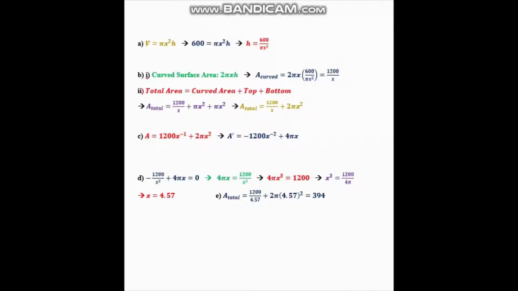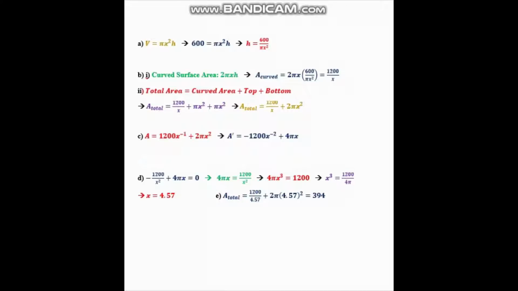So negative 1200 over x squared plus 4 pi x equals 0. I'm just going to take this negative expression to the right hand side and change the sign. So 4 pi x equals 1200 over x squared. I'm going to take this x squared from the denominator to the numerator on the other side. I'm going to multiply by x squared, so I get 4 pi x cubed on the left and 1200 on the right.